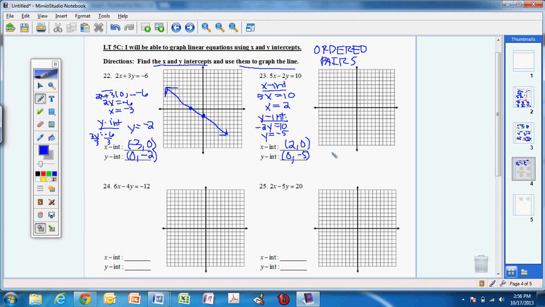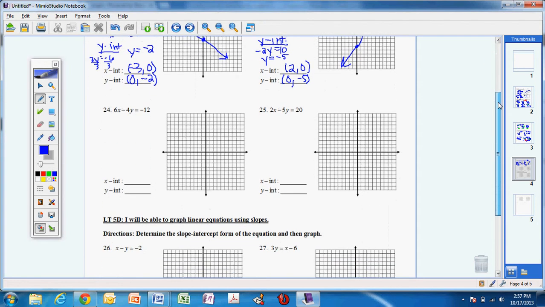So now that I have my x and y intercepts, I can go to my graph and plot those. The point 2, 0 is right here. And my y-intercept is at 0, negative 5. So I'm going to go 0 and then down 5. So my line would be somewhere from here. And then now I just have to connect my points. My graph is off, but your answer will be a straight line through those 2 points.